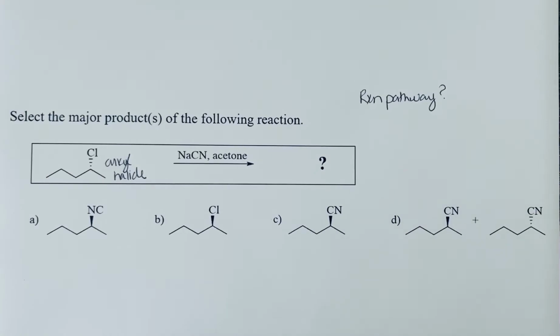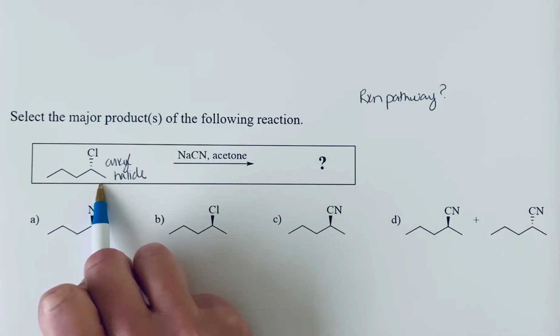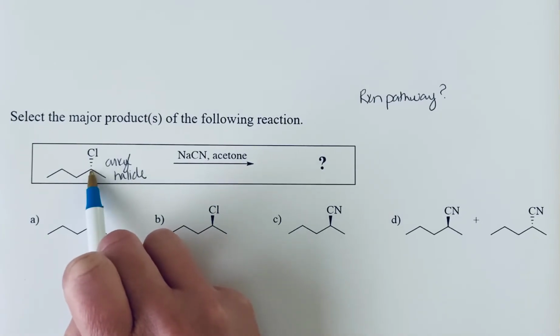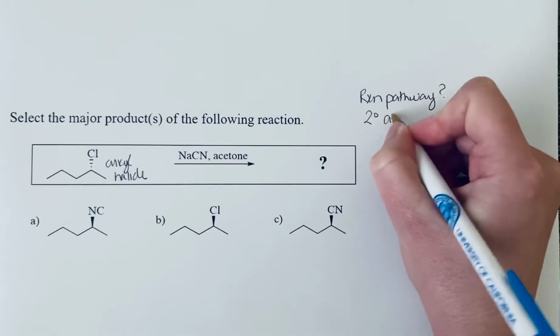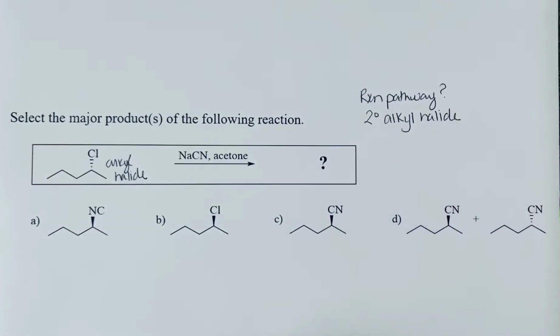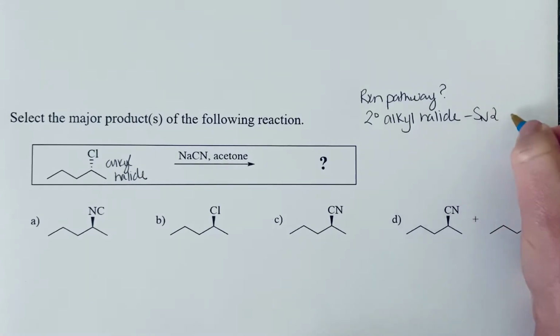When we're trying to decide this, the first and most important thing that you need to look at is the structure of that alkyl halide. You need to determine how it's substituted. So we see that the carbon that bears the chlorine has bonds to two other carbons. So we have a secondary alkyl halide. The reactions that secondary alkyl halides undergo are the bimolecular pathways, the concerted mechanisms. So either SN2 or E2.